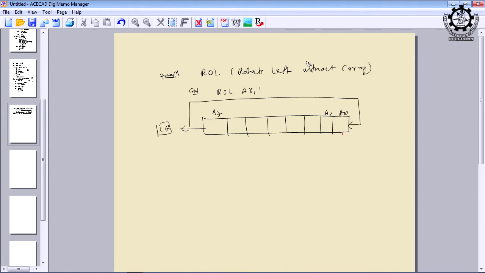So, ROL means rotate left without carry. You have to clearly remember this, otherwise there may be confusion. Rotate left the content of the register which is specified in the instruction without carry. The meaning is that A0 content will be transferred to A1. What about the A0 content after transfer? It will have the value of A7. And remember, A7 value will be transferred to A0 and at the same time it will also affect the carry flag.